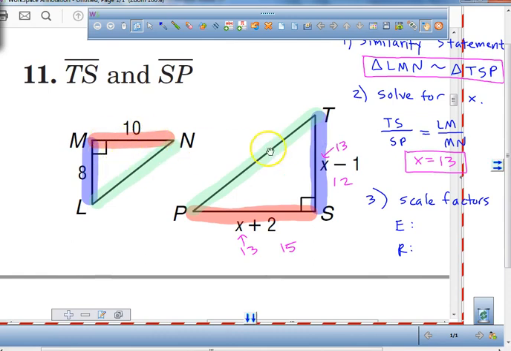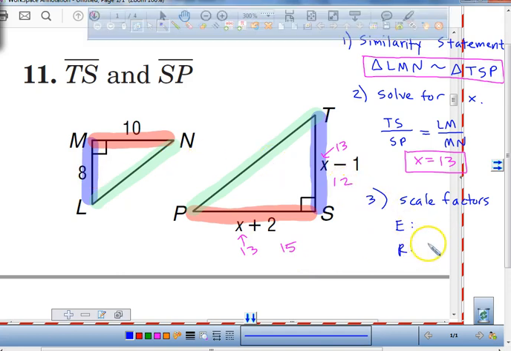Obviously this is the small triangle, this is the big triangle. So if we're going to do a reduction, we can compare the 8 to the 12, or we can compare the 10 to the 15. So I'm just going to use the 8 and the 12. They both will reduce the same way. So if I put 8 over 12, then this one's going to be 12 over 8. So I'm comparing the blue to the blue.